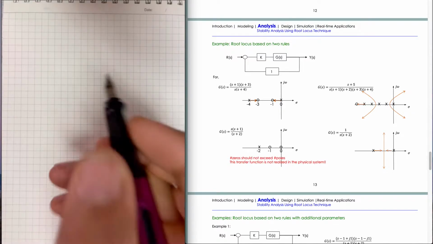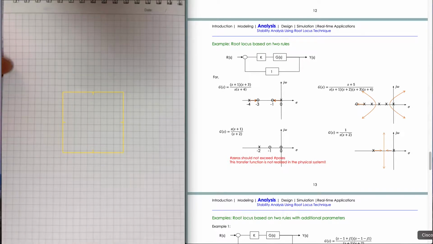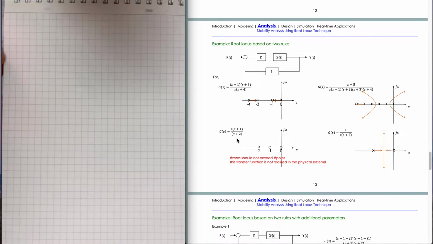Let's try another example. The second example here. The rule of the transfer function is that the number of zeros must not exceed the number of poles. Otherwise you cannot realize that system. Even you cannot find a system when you derive it. You cannot have a system that has more zeros than poles.